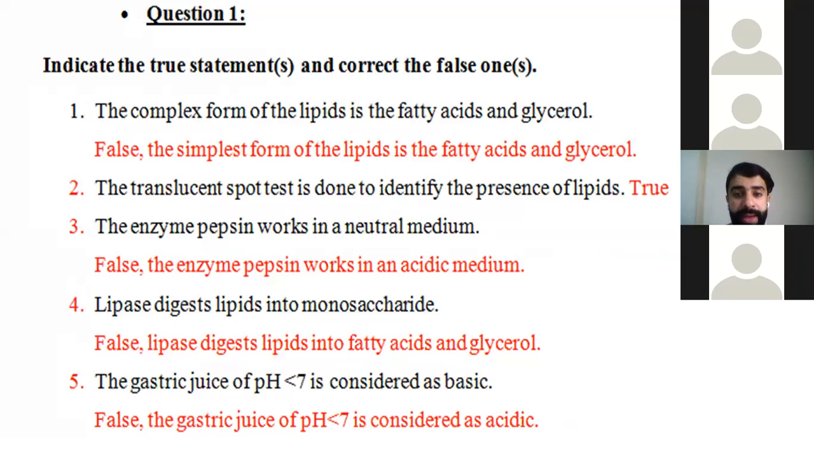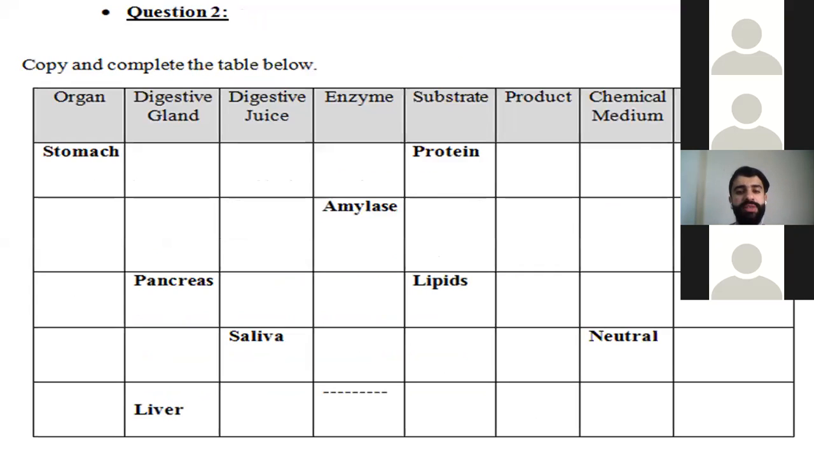The simplest form of the lipids is fatty acids and glycerol. The Sudan spot test is done to identify the presence of lipids. This is true. The enzyme pepsin works in a neutral medium. False. The enzyme pepsin works in an acidic medium. Lipase digests lipids into monosaccharides. This is false. Lipase digests lipids into fatty acids and glycerol. The gastric juice of pH less than 7 is considered as basic. This is false. It is acidic, while greater than 7 is basic.